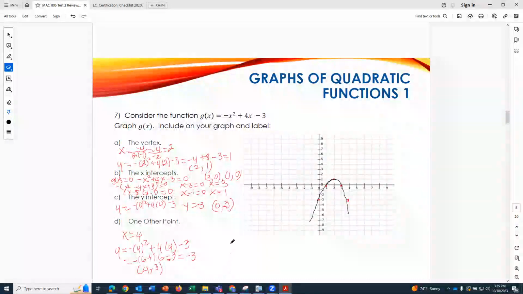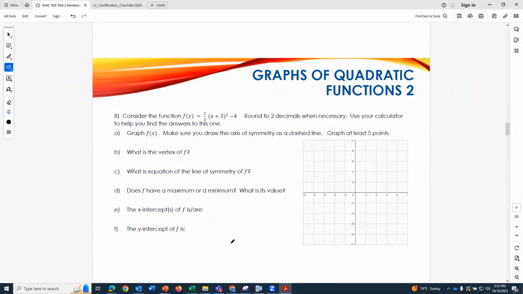Let's go to the next question. Question number 8. Consider the function f of x equals this. What they ask us for that one is to round to 2 decimal places when necessary, and we're going to use decimal for this one. And graph f of x, and you have to find the axis of symmetry and graph it as a dashed line. But we can use color in this case. And let's go back to decimal.